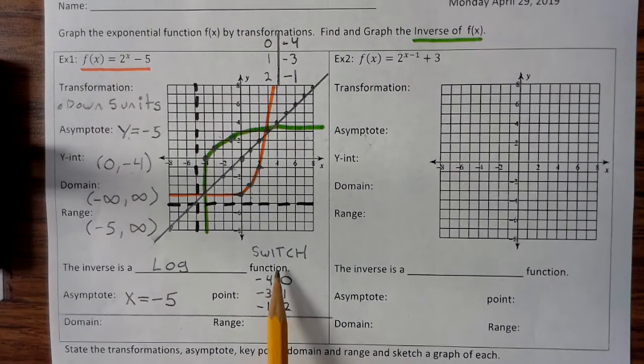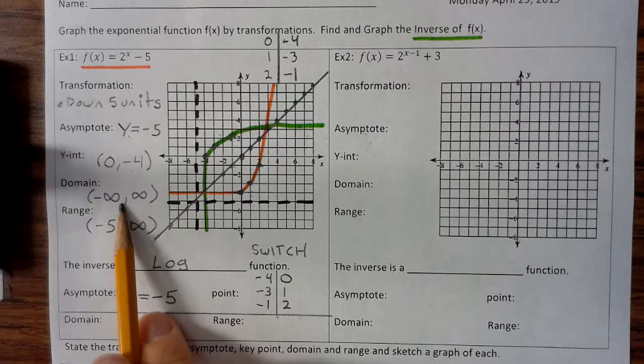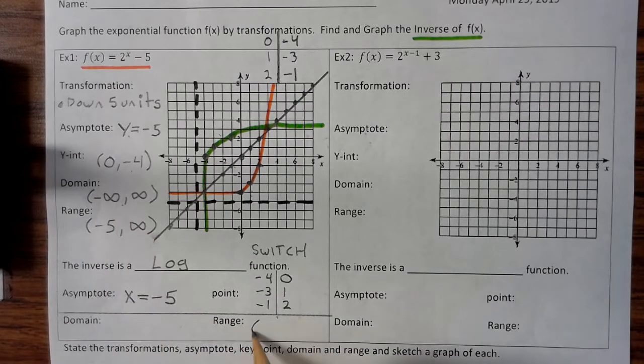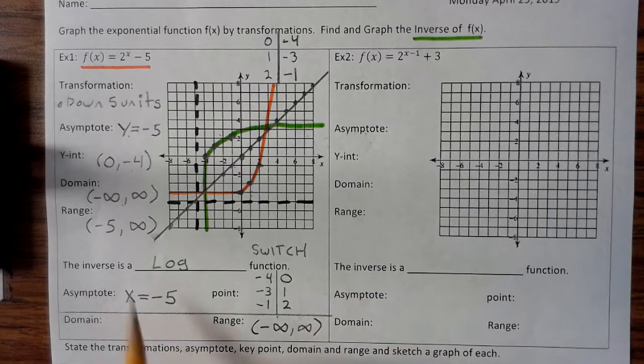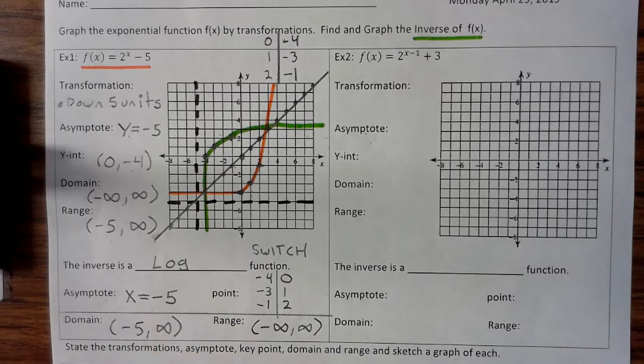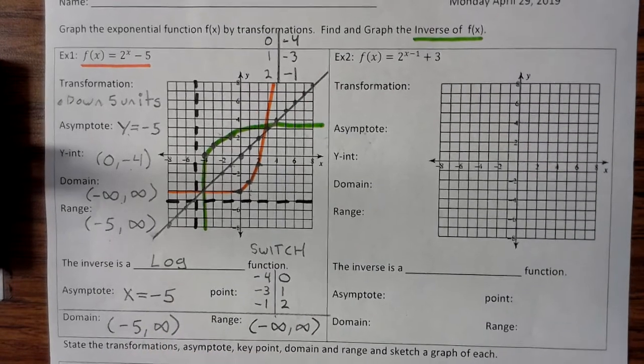Now, keyword again, switch. So the domain was negative infinity to positive infinity. Now the range is negative infinity to positive infinity. And the range was negative 5 to infinity. Now the domain is negative 5 to infinity. Okay, go ahead and finish up example 1.